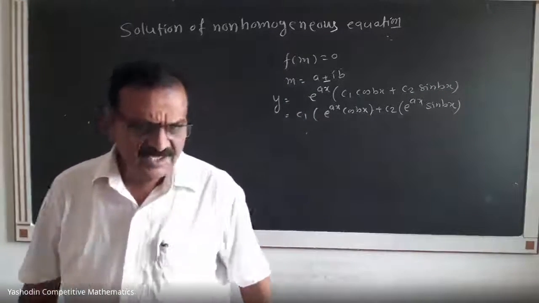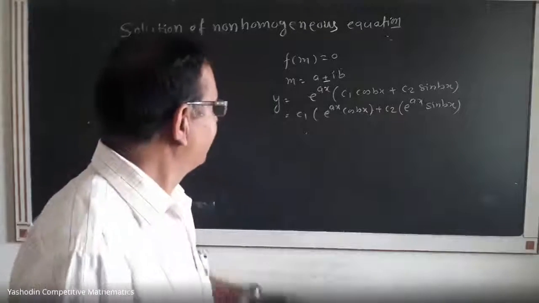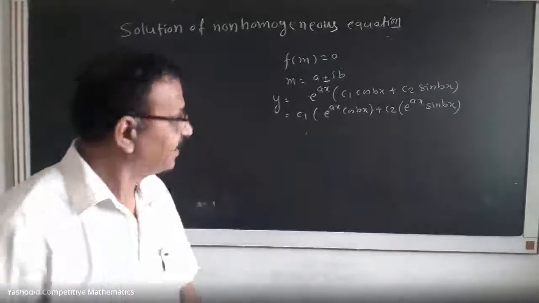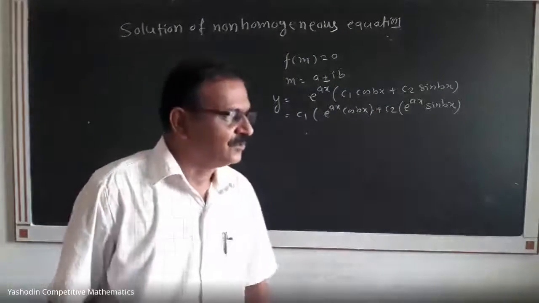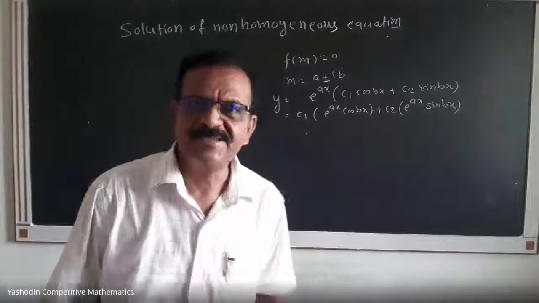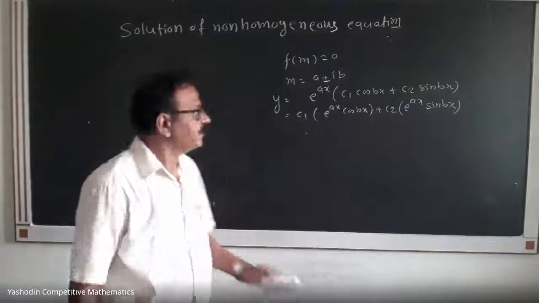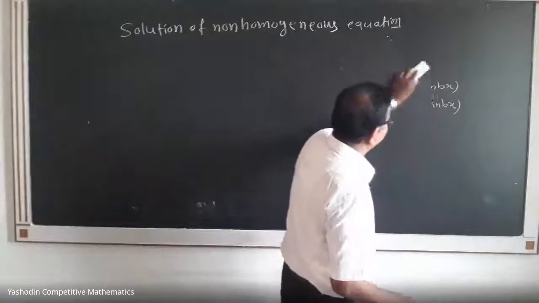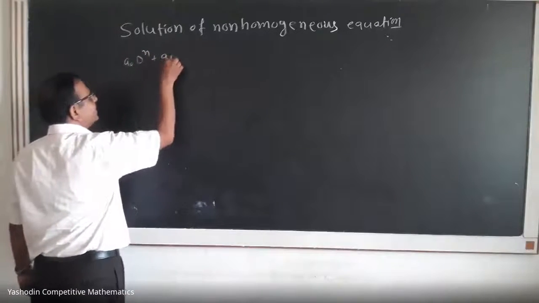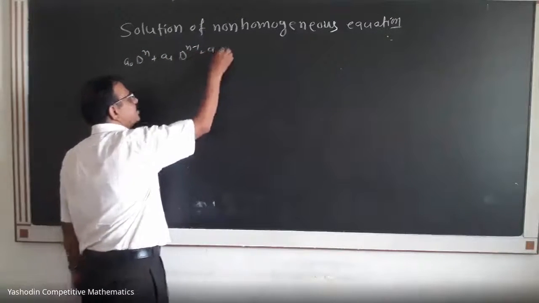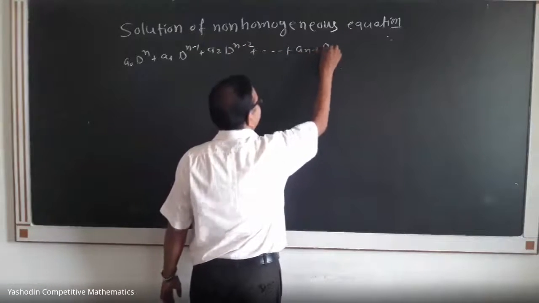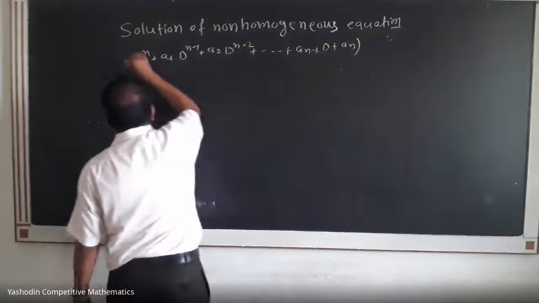Now, in this chapter, we will learn how to form the differential equation if the solution is known. We need this for the solution of the non-homogeneous differential equation. What is meant by homogeneous and what is meant by non-homogeneous? The differential equation a0 D raised to n plus a1 D raised to n minus 1 plus a2 D raised to n minus 2 plus and so on, an minus 1 D plus an, y equal to 0.